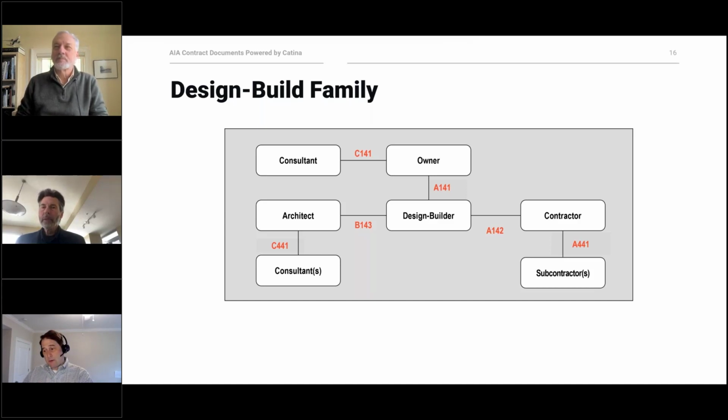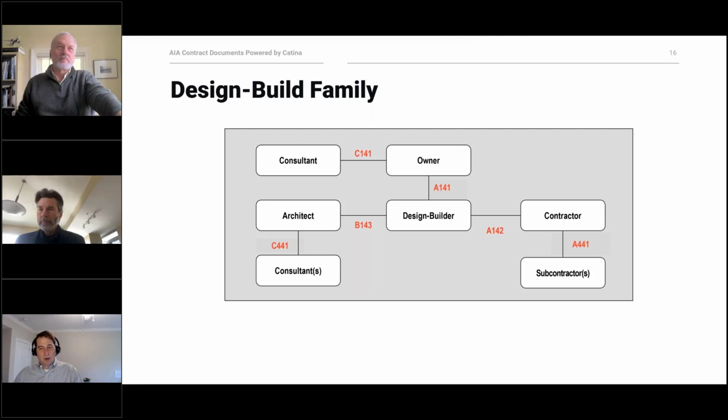The idea behind our collaborative CM documents, though, is to take some of those IPD and collaborative principles and insert them in a more traditional set of documents that people are used to. But in the industry search for more collaborative documents, you have design build. We have a family for those documents. You can see the structure on the screen now.